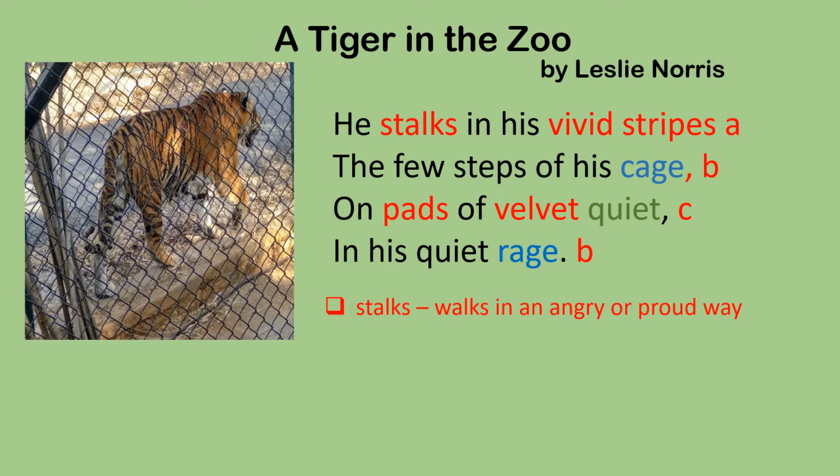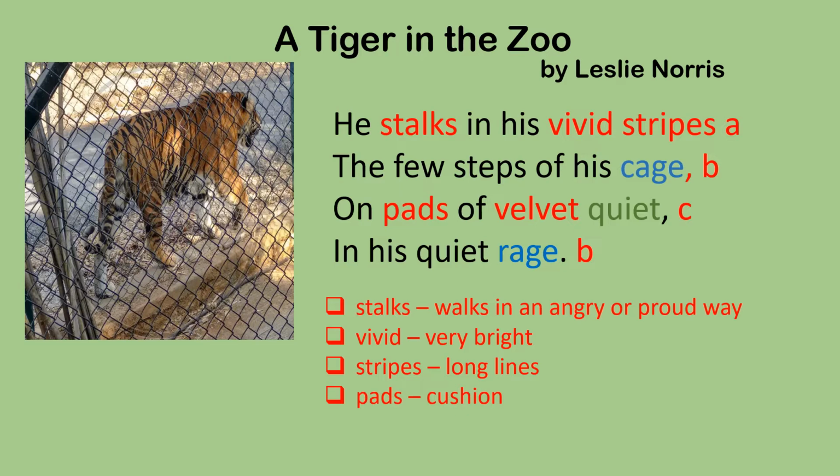Stalks, walks in an angry or proud way. Vivid, very bright or clear. Stripes, long lines. Pads, cushions. Velvet, soft and silky. Rage, violent anger or wild anger.